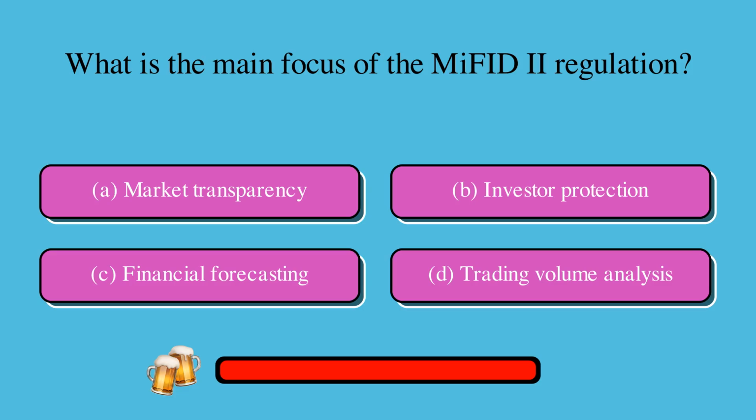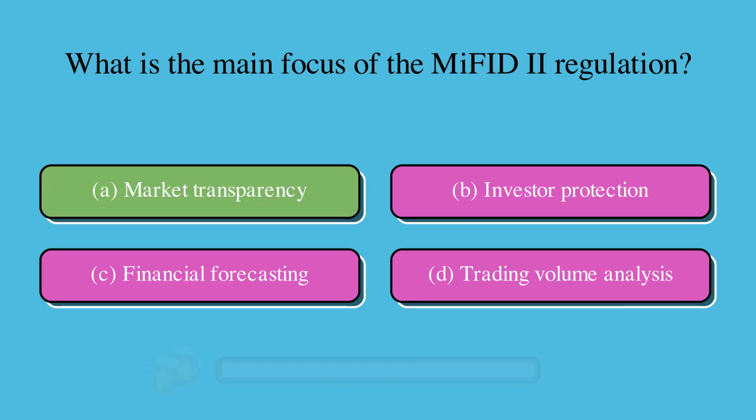What is the main focus of the MiFID II regulation? Is it A. Market transparency, B. Investor protection, C. Financial forecasting, or D. Trading volume analysis? The correct answer is A. Market transparency.